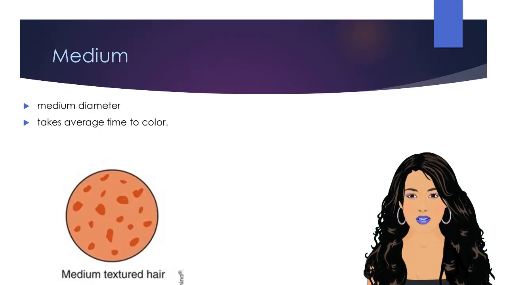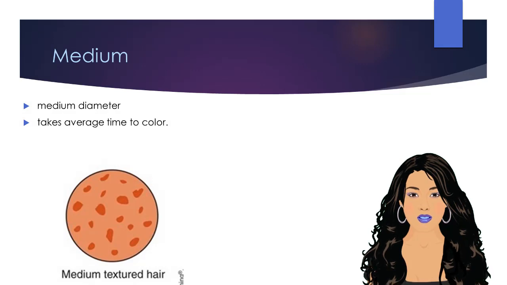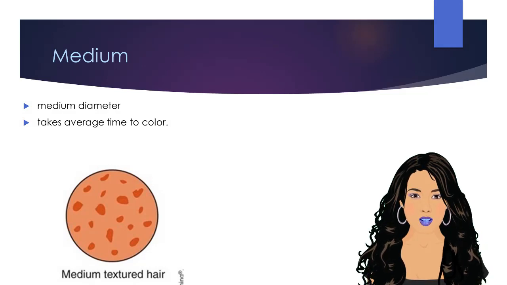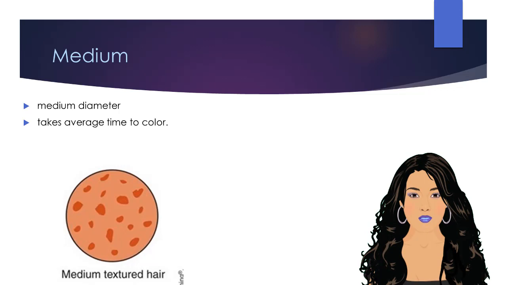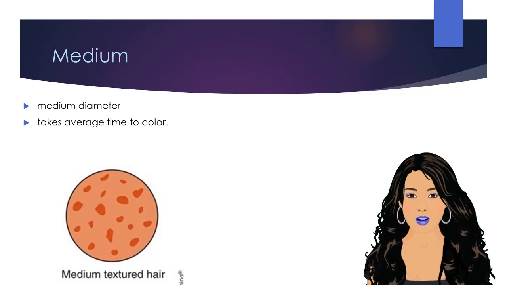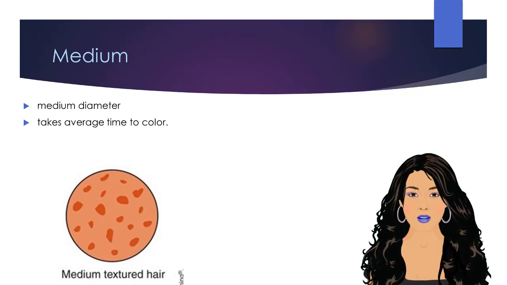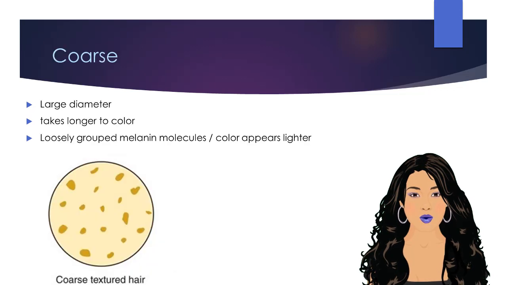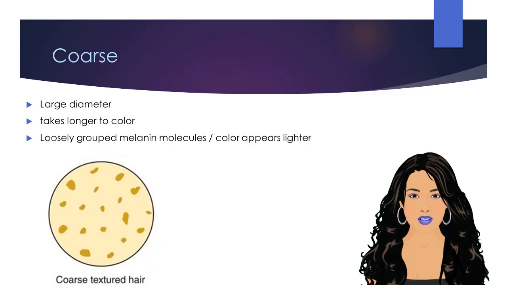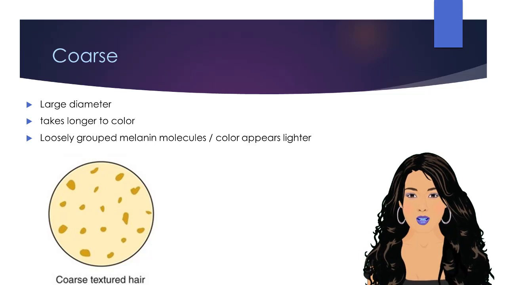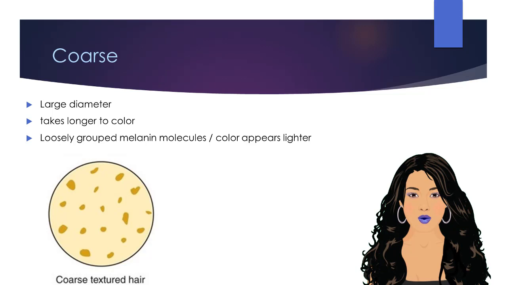Medium textured hair accepts color on an average. It doesn't take too long to process, and the color molecules have room to spread out, therefore, it tends to be a truer, or more even tone of color. Coarse hair has such a large diameter that it takes longer to process. Coarse hair also generally appears lighter than the intended color, as there is so much room inside the cortex for the molecules to move about.